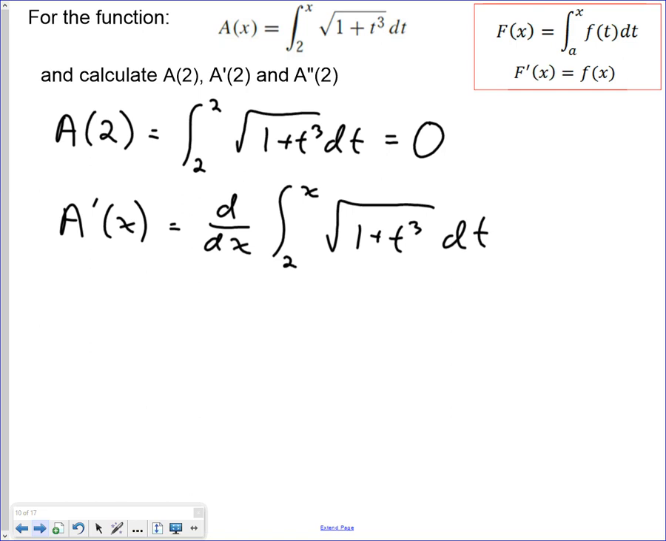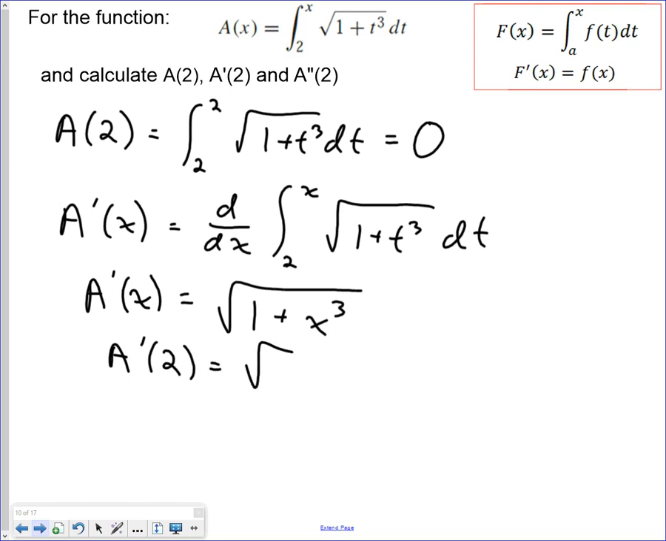In it, we learned that differentiation and integration are inverse operations. So they're, in a sense, going to cancel each other out here, and we're going to be left with basically our original function here in terms of x instead of in terms of t. So this is our first derivative. Now, if we want to evaluate this at 2, we can just sub in 2, and we're going to get 1 plus 8 is 9. Root 9 is going to give us an answer of 3.